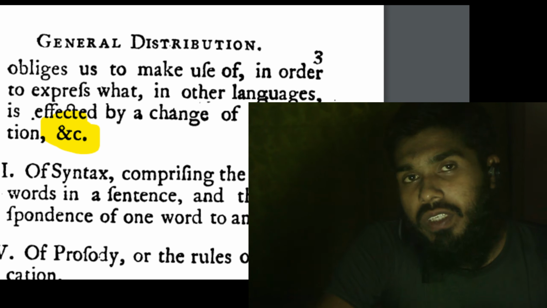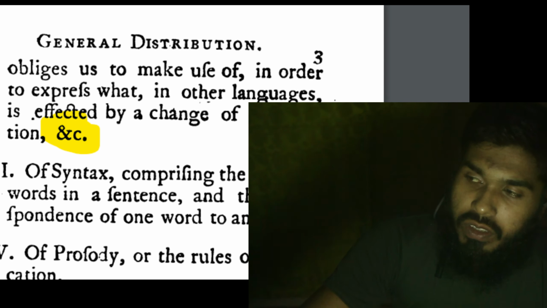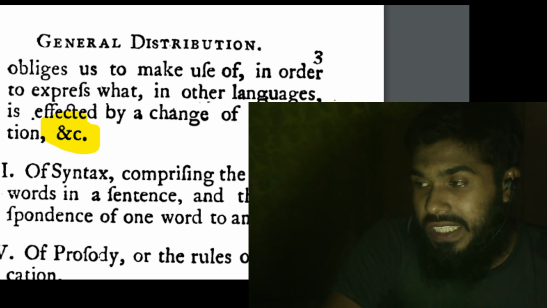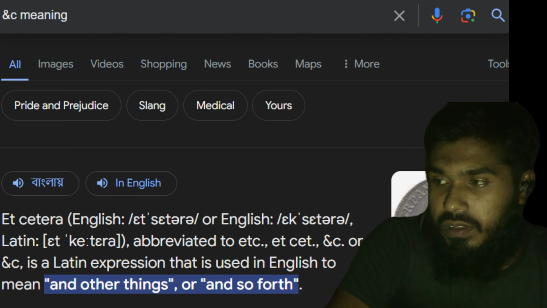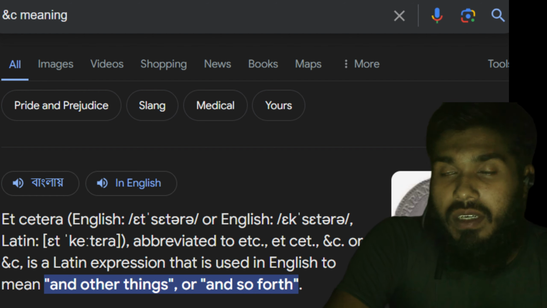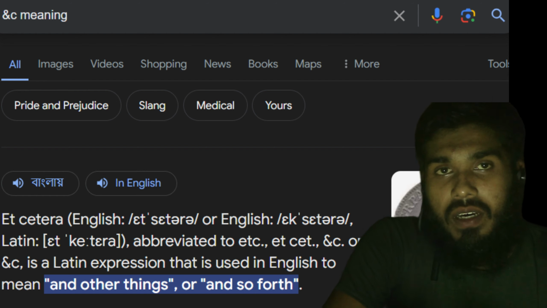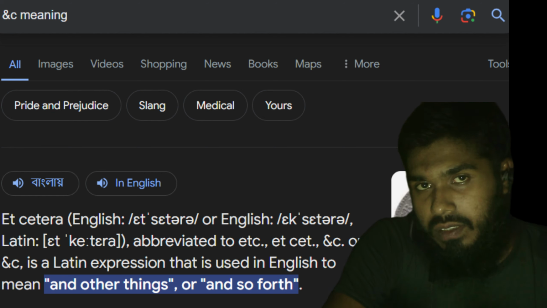Going to our next example, etc. The way we use etc. and the way they used to use etc. So the history of etc., if you Google it, is that it is abbreviated from et cetera, a Latin expression that is used in English to mean and other things. When we want to give the expression that there are other things like this which we are not going to mention, we use etc. And in the past, like 350 years ago, they used to write &c. That was the short form. Like we use etc. now, they used to write &c.